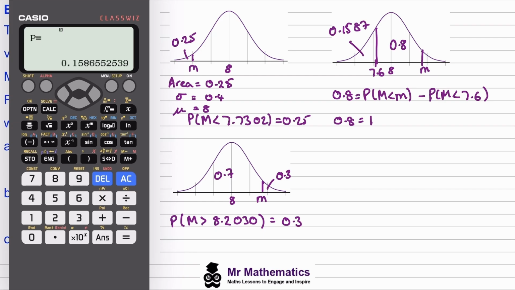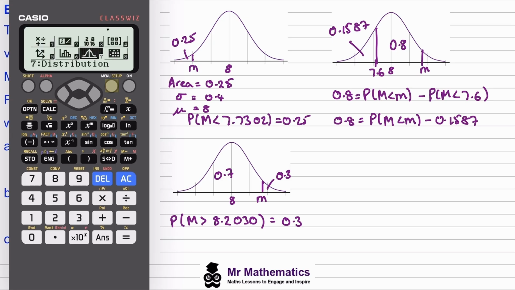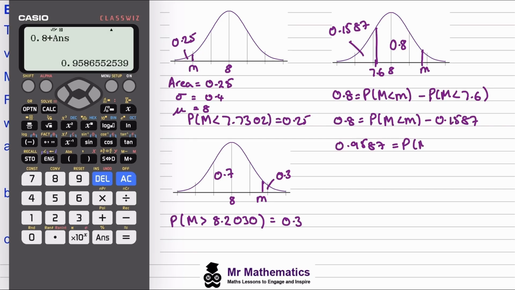And then we can put this back into our equation here. So 0.8 will equal the probability of a random variable being less than m minus 0.1587. And then we can move this to the left-hand side. So we'll have menu, option 1, 0.8 plus its previous answer. So 0.9587 is equal to m being less than our observed value.